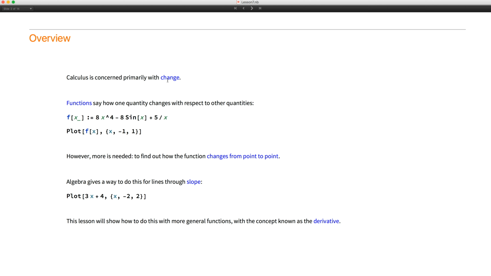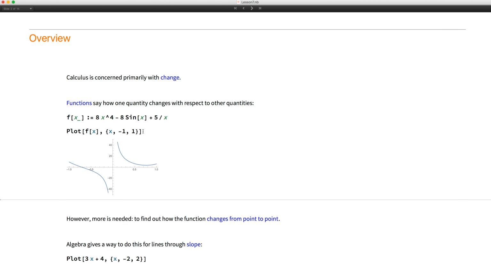At the start, we said that calculus is the science of change. So the primary goal of calculus is to study change. Now, there's one way to study change, and that's to use functions. Functions tell us how one quantity changes with respect to other quantities. For example, here's a function which relates x to f of x or y, and that's the plot of the function. So that tells you how y changes with respect to x.